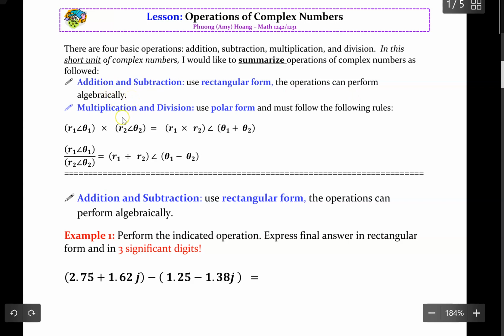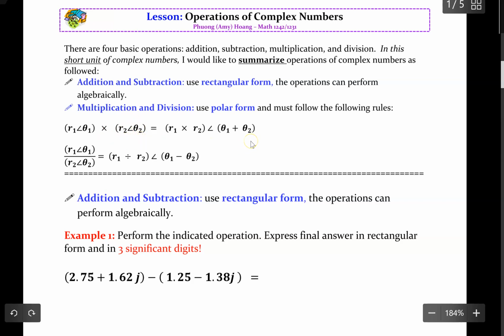Alright, if you have to multiply and divide two complex numbers, then you can use rectangular form as well, but the concept is a bit more complicated and involves a lot more algebra. So I would like to simplify the process by asking everyone to put your complex numbers in polar form. Then you must follow the following rules when you multiply and divide two complex numbers.